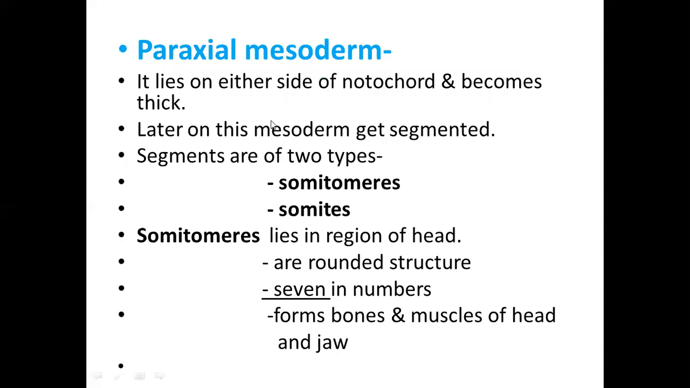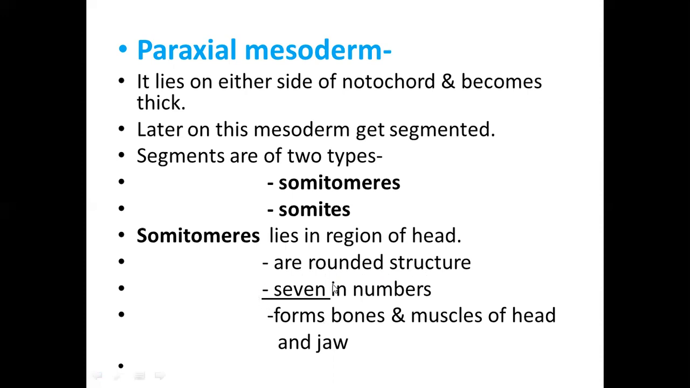Paraxial mesoderm, we have seen about it. What is it forming? Basically, it is forming the important structure which is called somites. So it lies on either side of the notochord and becomes thick. Later on, this mesoderm gets segmented. So small nodular structures get formed, and those are called segmented structures. And there are two types of these segmented structures: one is called somitomeres, another is called somites. Somitomeres lie in the region of the head. They are rounded structures.